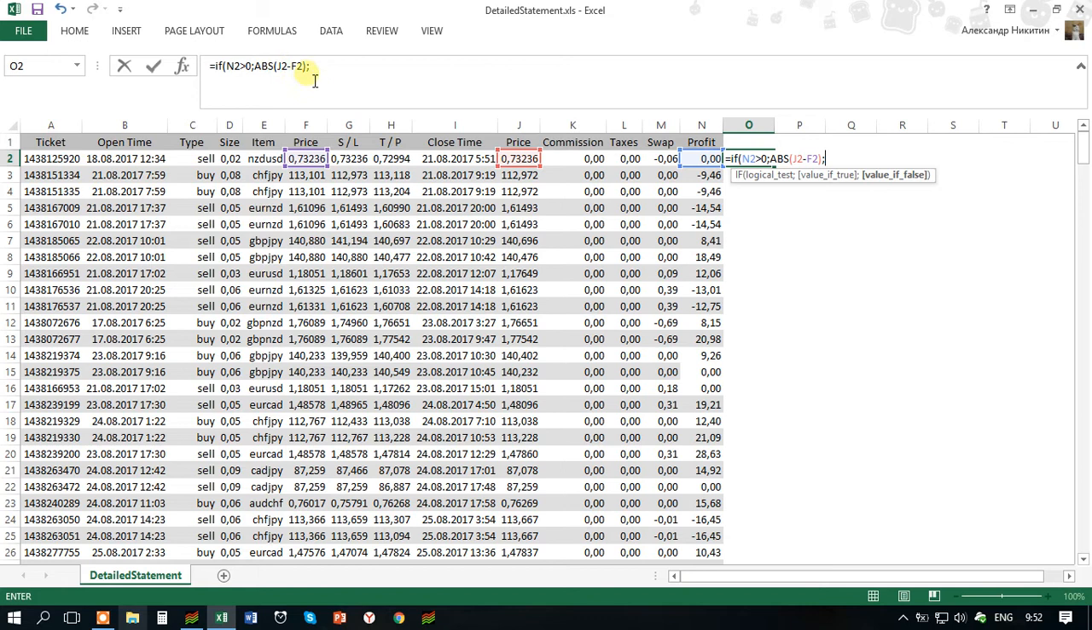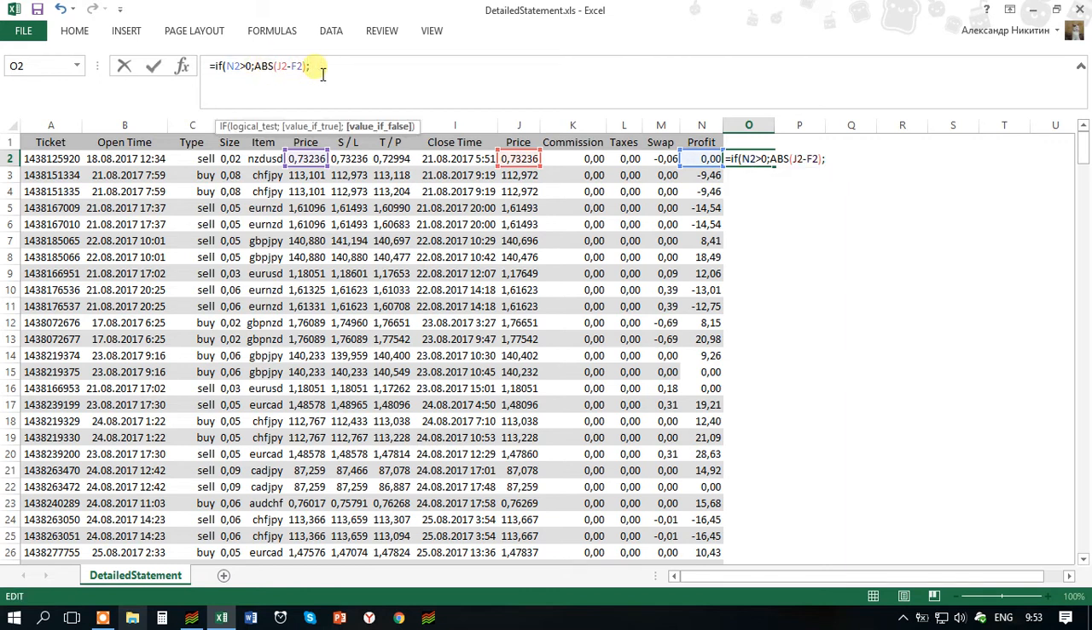So if it is negative, show me it as positive. If it is positive, show me it being positive as well. Because our cell says it is a winner, it should be always positive, regardless of that being a sell or a buy, and regardless of them being negative or positive. So it should be always positive. That's why it should be ABS.